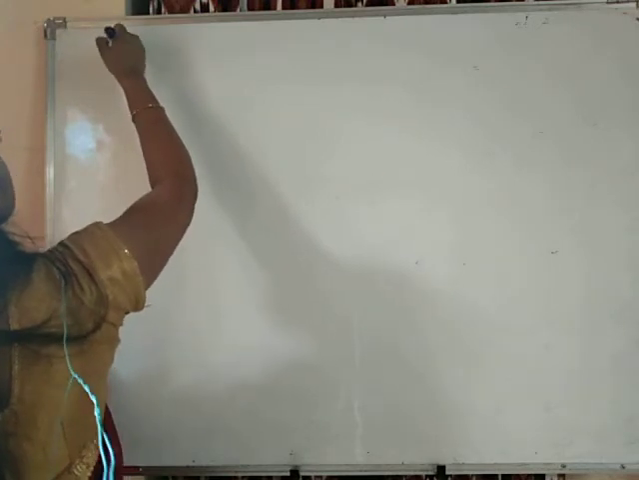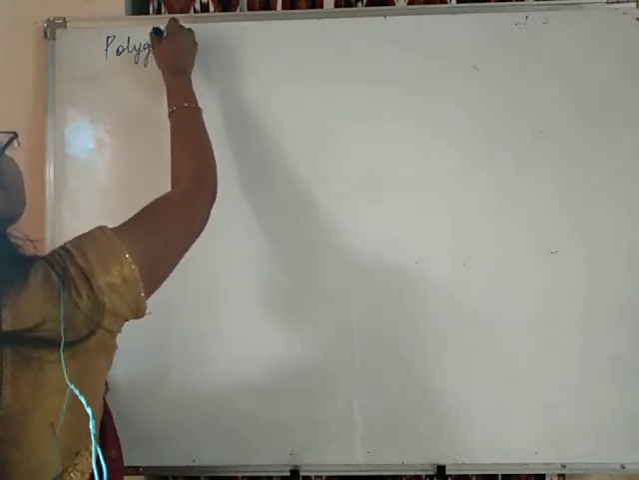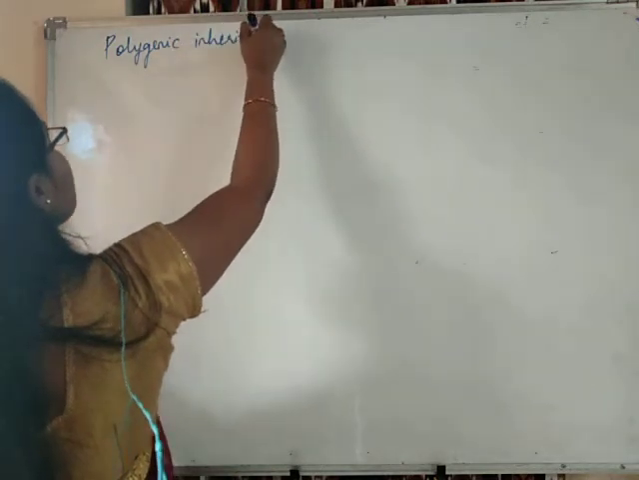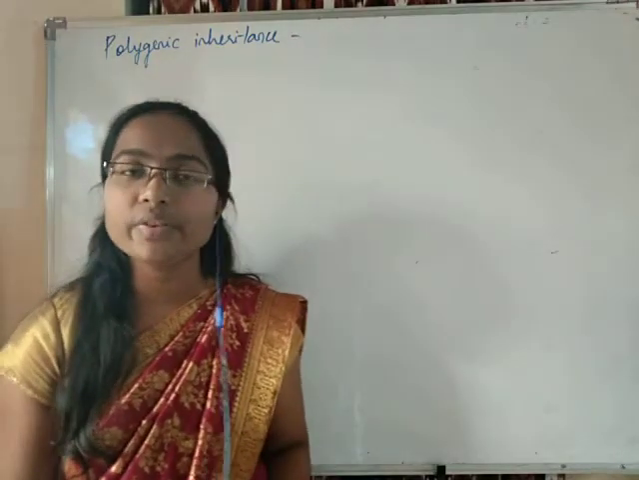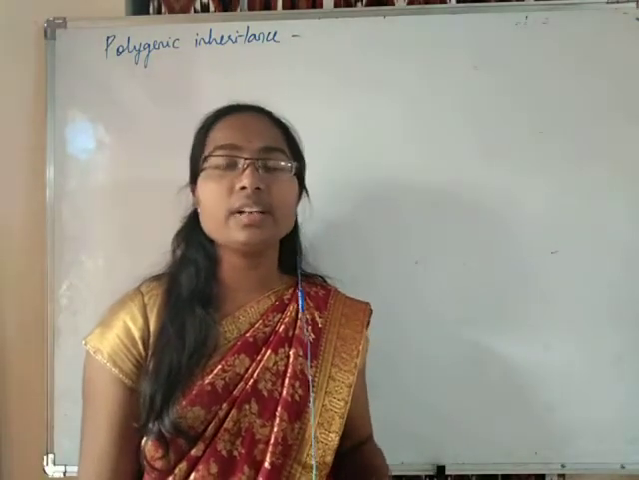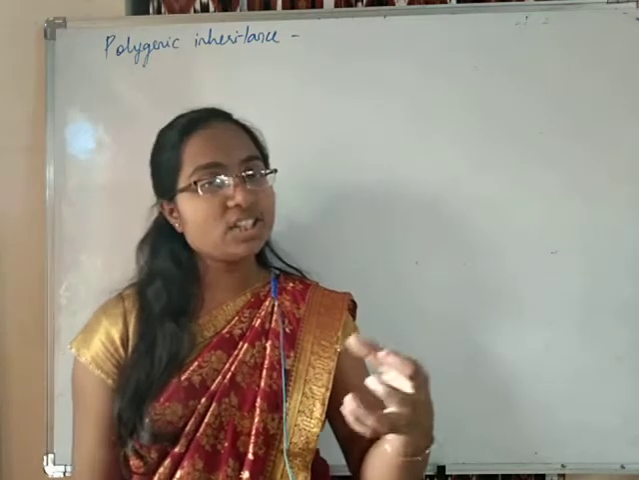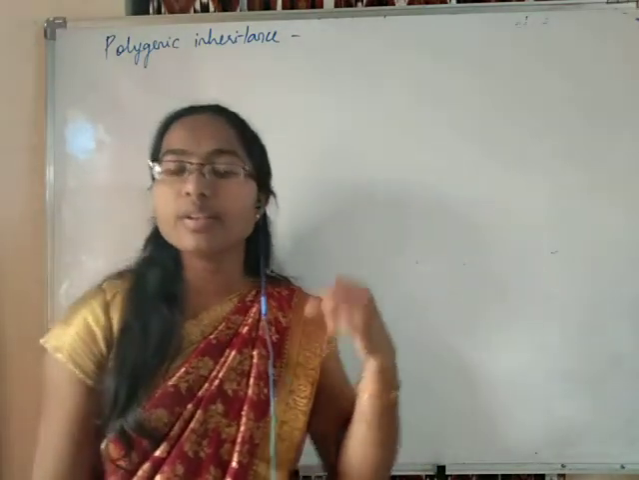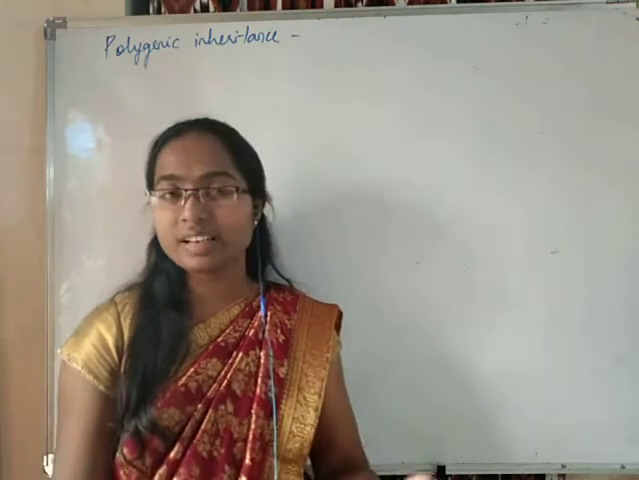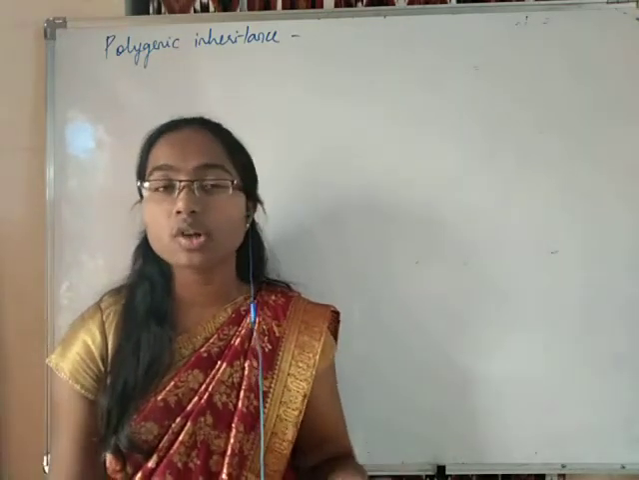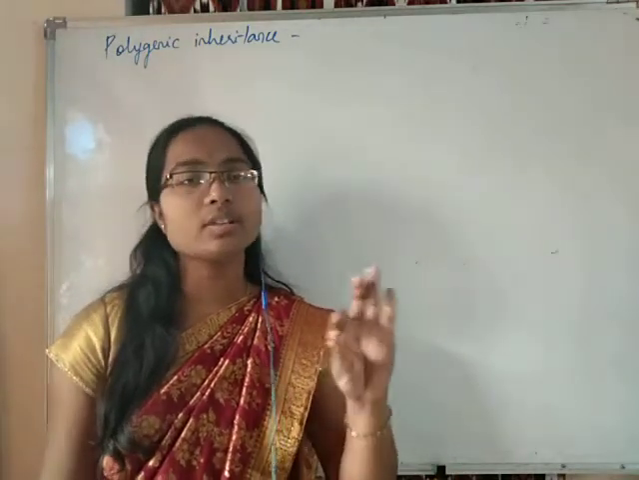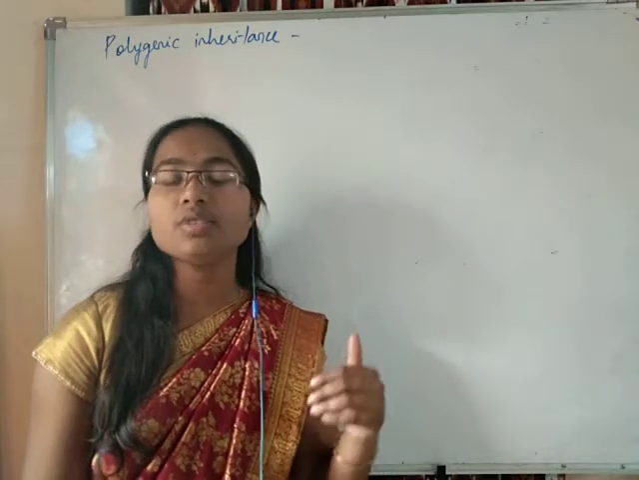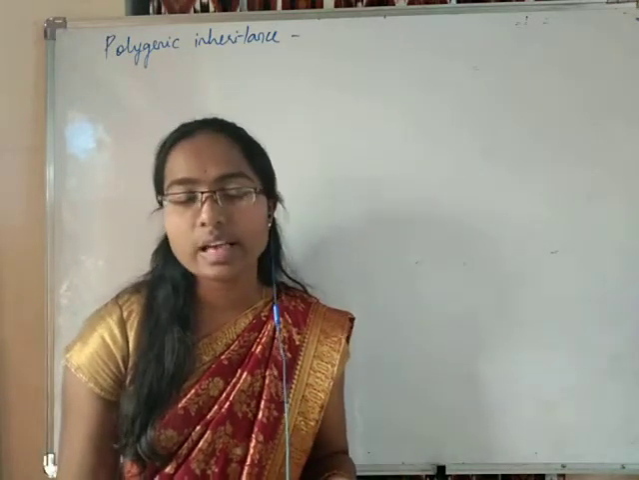Now we are going to learn about polygenic inheritance. Okay, polygenic inheritance. See students, in the earlier classes when we were learning about Mendel's experiments, we learned that one gene gives the expression for purple color, one gene gives the expression for white color, one gene causes the expression of tall, one gene causes the expression of dwarf. In that way we learned that only one gene was causing the effect of one character. One gene was responsible for the effect of one character, right?